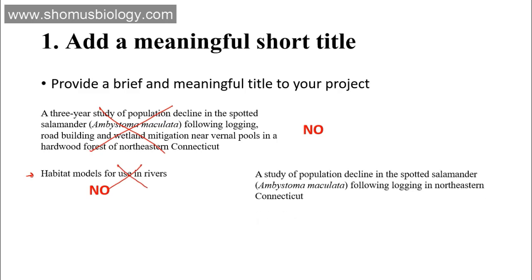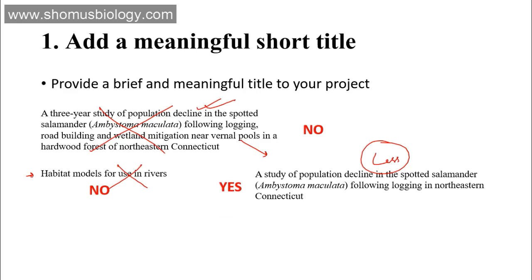While if you write that same title as "A study of population decline in the spotted salamander following logging in northeastern Connecticut," this explains the same as that paragraph, but is much less in size, and you can put it into a single line. So it's a good, meaningful short title.